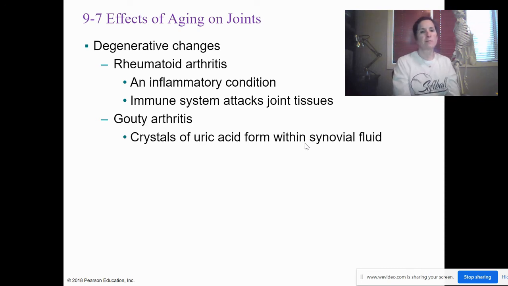Degenerative changes, so that rheumatoid arthritis, it's inflammatory. Your immune system actually attacks the joint tissues. So this is more of an autoimmune disorder. Gouty arthritis, people get this when they tend to have diets that are rich in fatty foods, or a lot of sugary foods too. So basically, uric acid crystals form within the synovial fluid, and people get this in their elbows. It might look like a huge bursa sac if it's inflamed, or in their hallux, their great toe.